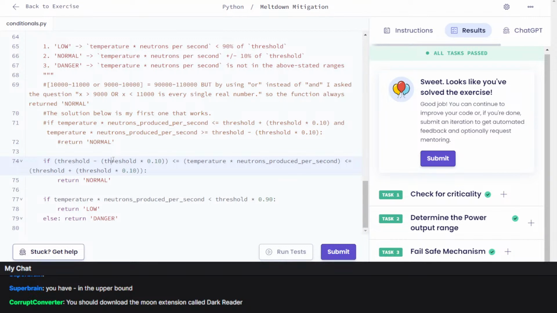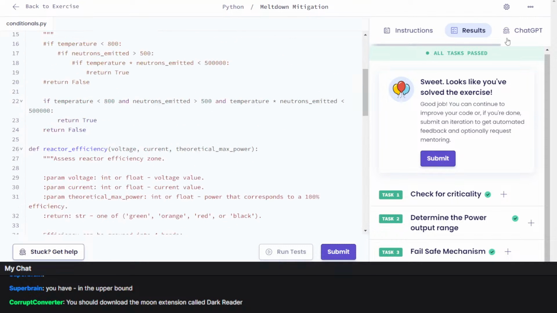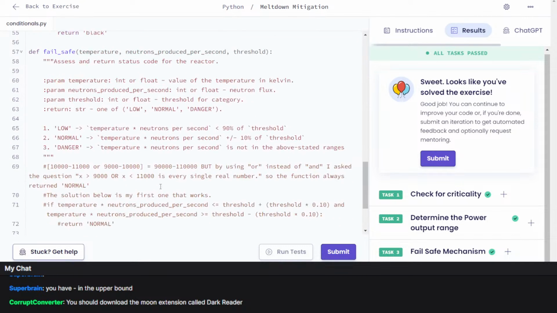Aha, okay. Corrupt Converter says you should download the extension called Dark Reader. Oh, that's what you meant with the sun. I didn't even get it. I'm fine with looking at this. It doesn't bother me too much right now. It's the sun. You guys are funny.